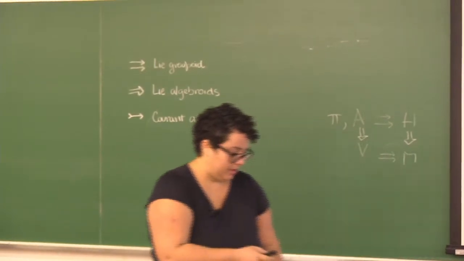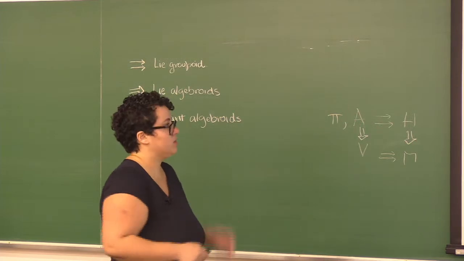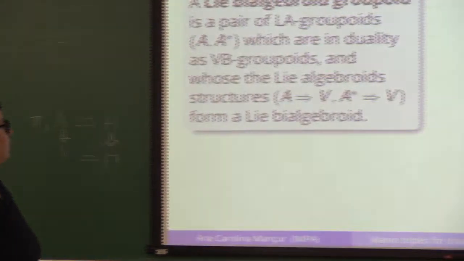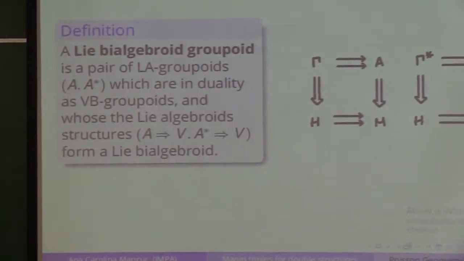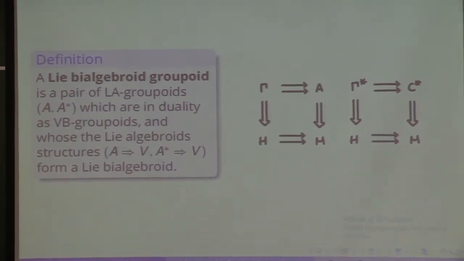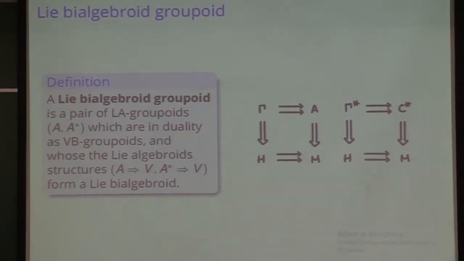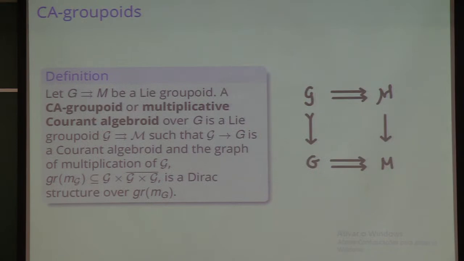And if you consider the dual object of that using this Poisson structure, we get this definition here of a Lie bialgebroid groupoid. So for a Lie bialgebroid groupoid, we have two LA groupoids and the compatibility that this thing here with this thing here form a Lie bialgebroid. And this is the object that we want to take the double of. So what will the double be? So the guess is that the double will be this structure, a CA groupoid.